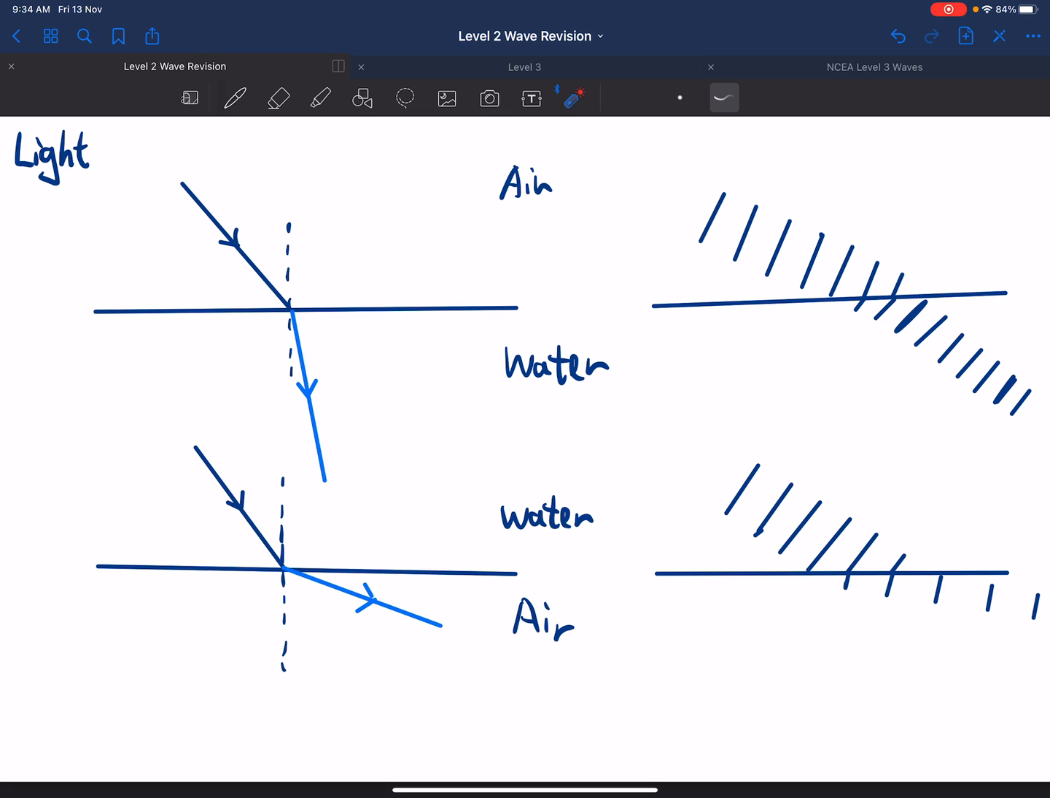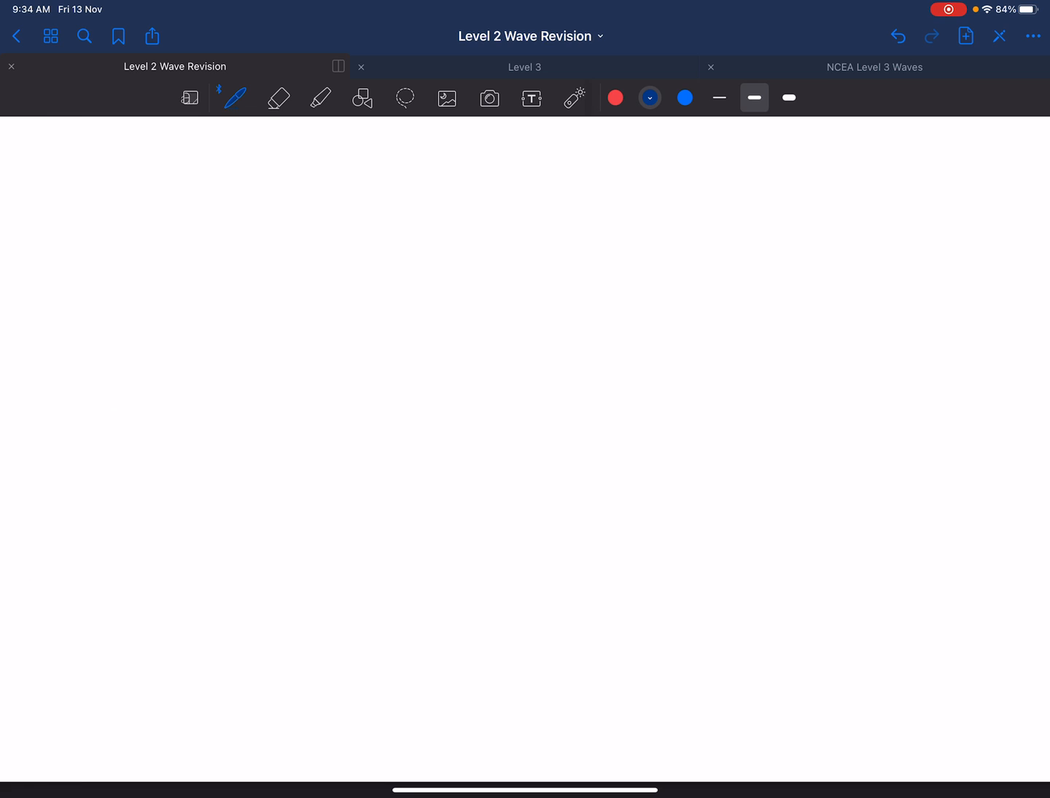So that one is deep to shallow. If deep to shallow, it's going to slow down. Okay, so I'll just quickly talk about that one over here. Think about this: if you go to the beach, do you see big waves close to shore or away from shore?